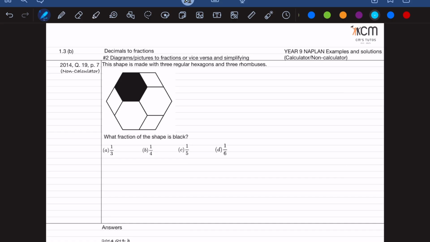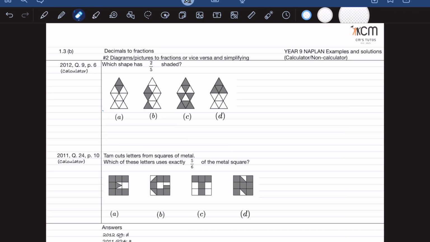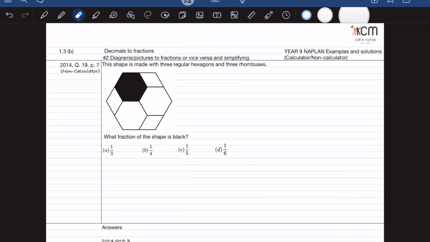So like I said, in NAPLAN questions, they can show you a little picture or diagrams like this, and you need to find a fraction in the multiple choice questions, or which shape has 2/5 shaded, something similar to this. So I'll work out one example with you, and you can work out the rest. 2014 question 19 on page 7. It says this shape is made with 3 regular hexagons. You can see them. And 3 rhombuses. These are the hexagons and these are the rhombuses. It's asking you what fraction of the shape is black.